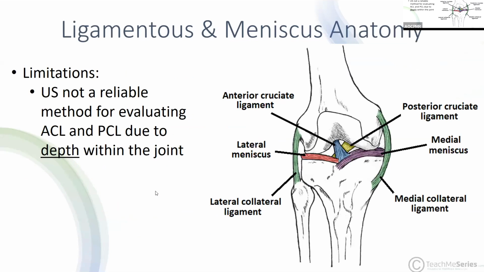Remember, we have our MCL, LCL, and the meniscus in between each one. You're only going to see a tip of the iceberg of each of these menisci. Ultrasound is not good at looking at the entirety of the meniscus, nor the ACL and PCL, due to how deep they are within the joint itself. For those structures, MRI is going to be superior to ultrasound.